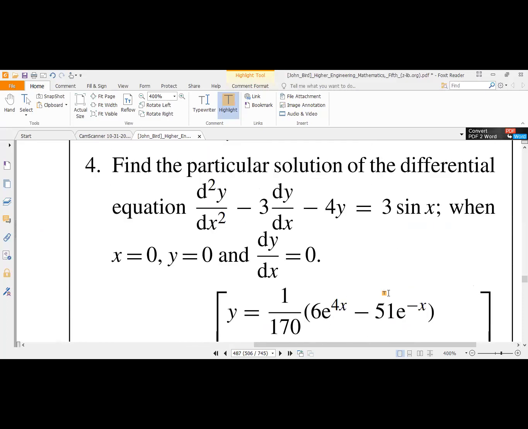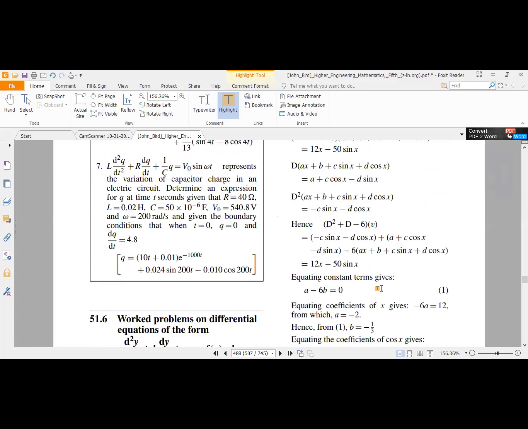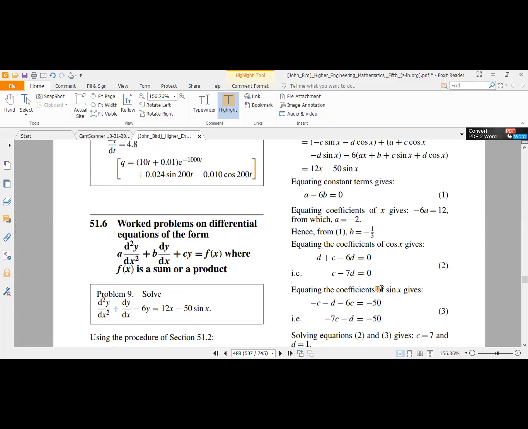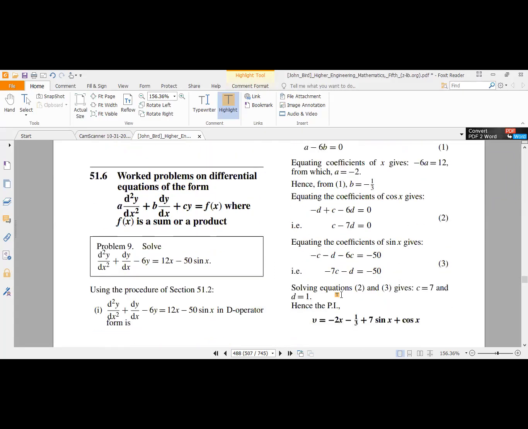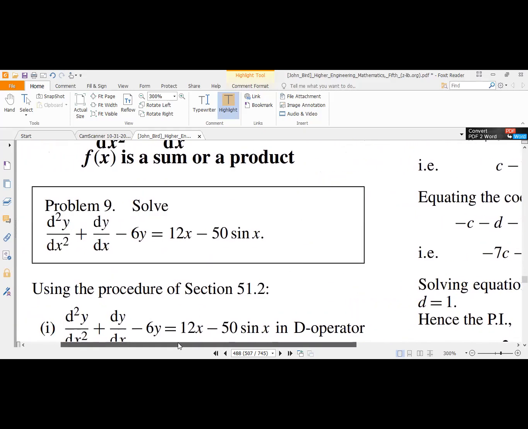So now let's go to another case. The next case is the case of sum and product. Now look at this case now.